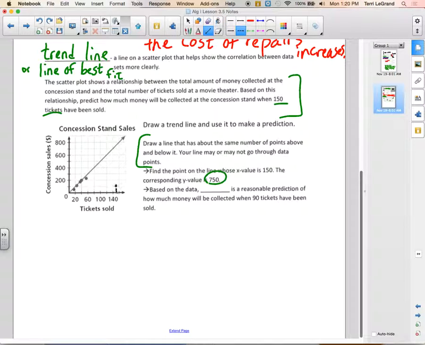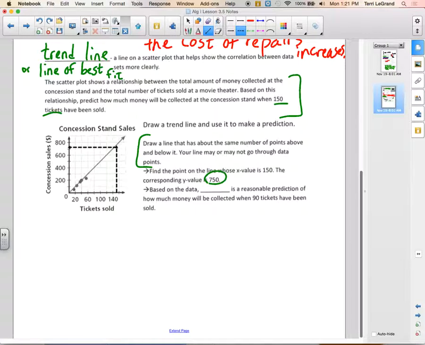Okay. So I'm going to go up to the line. I'm going to start at 150, and then I'm going to follow that across over to the y-axis, and I'm going to make my prediction from that. Now I'm not very close because I got off a little bit. But if I go over here, this is 700. That's 800. It should fall about halfway between.